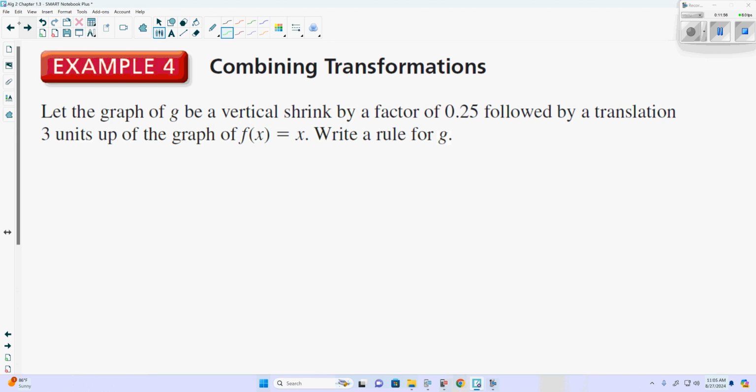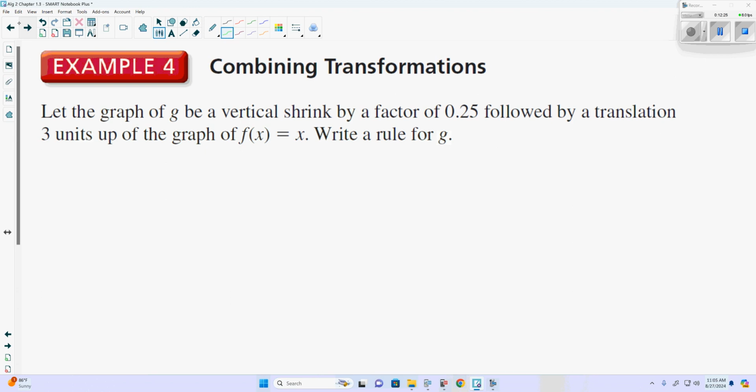So let's look at this one here. Let the graph G be a vertical shrink by a factor of 0.25, followed by a translation 3 units up of the graph f of x equals x. We're doing one at a time. And when we apply the transformations, I would highly emphasize doing these one at a time and applying them in the order that they are listed.